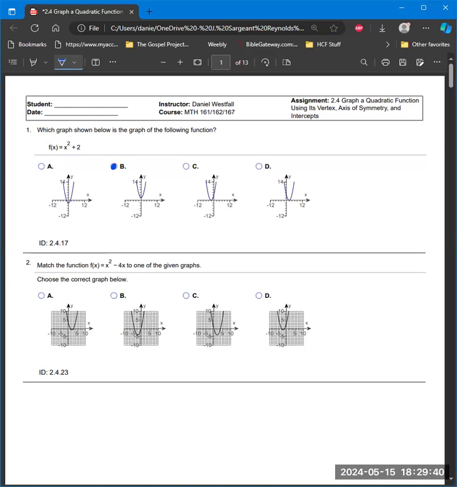Match the function f of x equals x squared minus 4x to one of the given graphs. We know that it should have x-intercepts at x equals 0 and x equals 4. We also know that its axis of symmetry should be at x equals negative b over 2a, which is 4 over 2, or 2. If we stick that in here, 2 times 2 minus 4 is 2 times negative 2, which is negative 4. So the vertex should be at (2, -4). That looks like C to me.